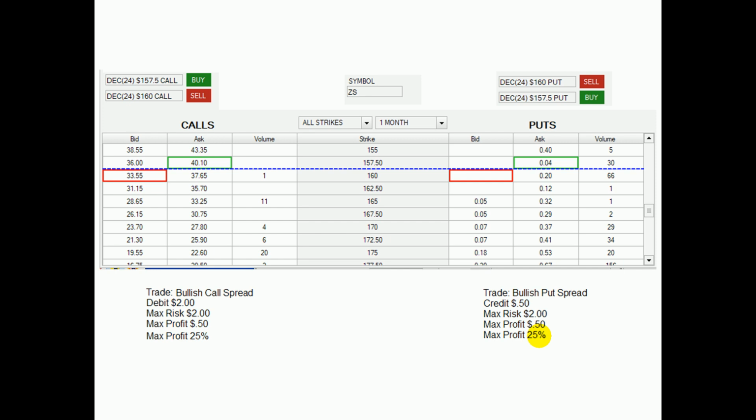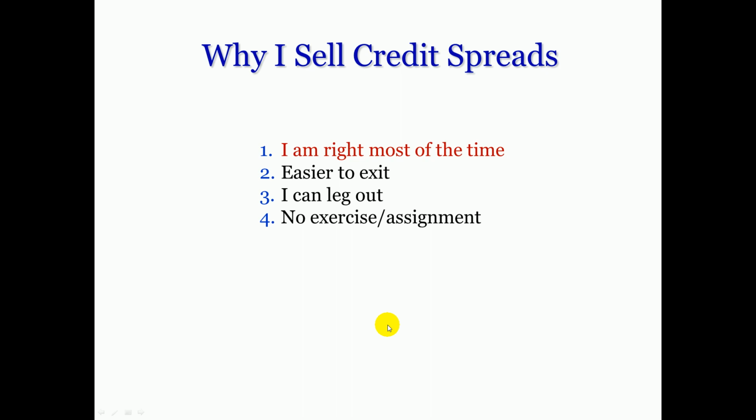And I'm going to show you one instance where we were blindsided by some news, but we were able to exit the trade successfully. Another reason that I prefer to have a put credit spread or a bullish put spread versus buying a call debit spread.